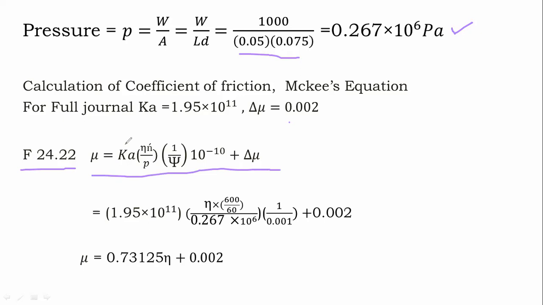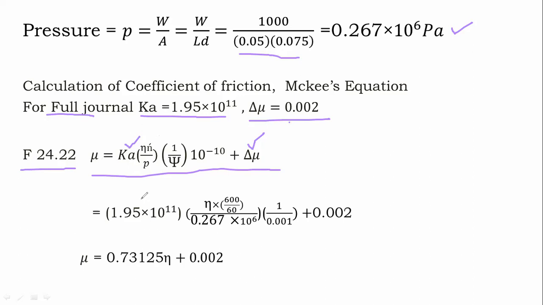For this, my dear students, this Ka value and delta mu value are fixed. This Ka is 1.95 into 10 raised to 11 for a full journal, and also delta mu equal to 0.0002 for the full journal. So these two are constant values for Mackey's equation for full journals. Then the remaining things we need to substitute.